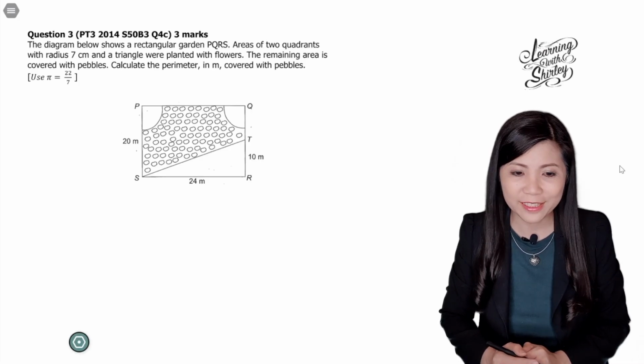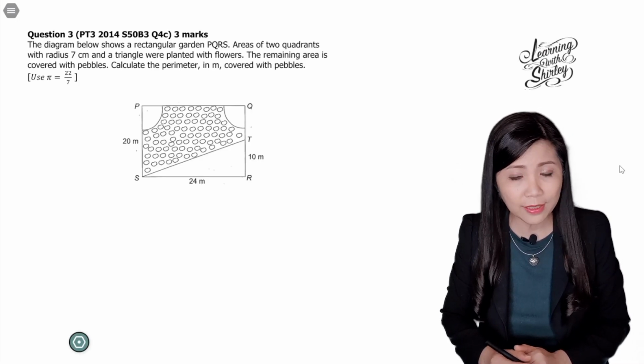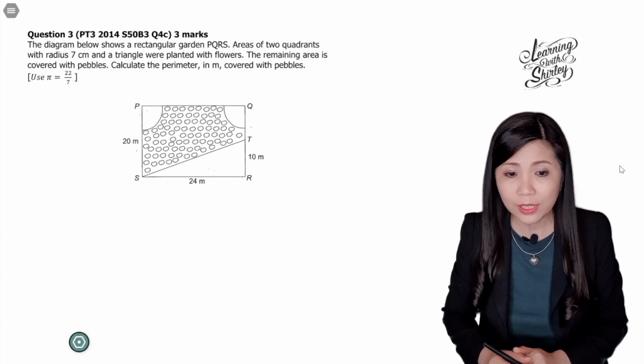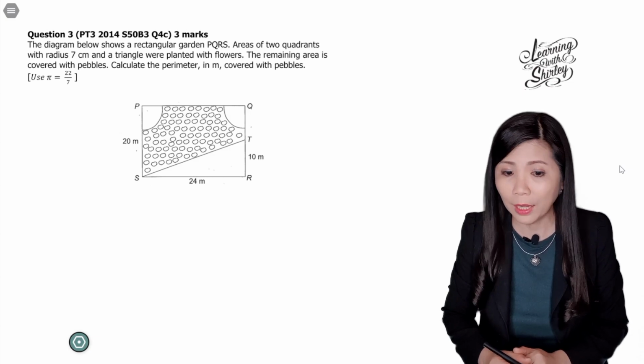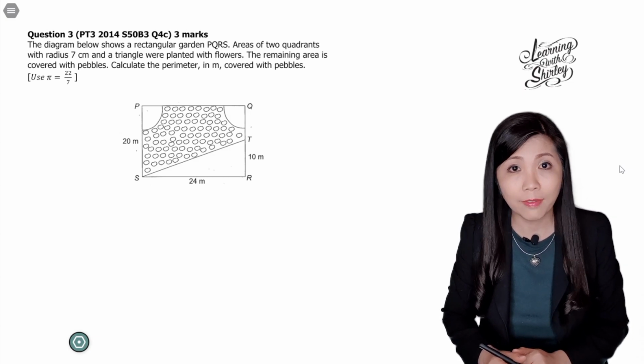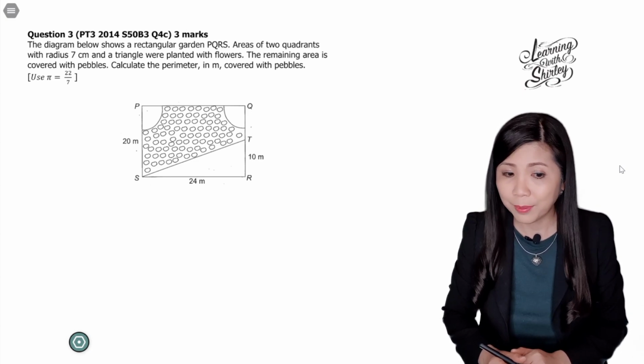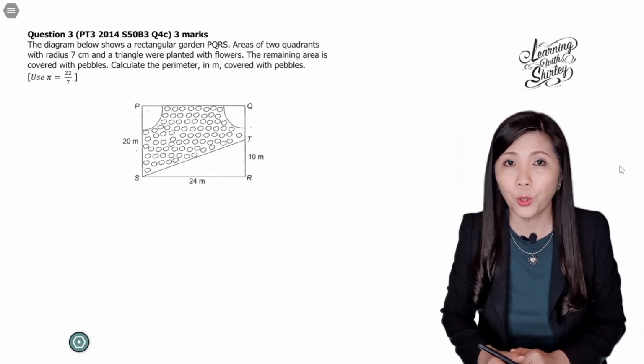Let's look at question 3. The diagram below shows a rectangular garden PQRS. Areas of two quadrants with radius 7 cm and a triangle were planted with flowers. The remaining area is covered with pebbles. Calculate the perimeter in meter covered with pebbles and use pi equals 22/7.